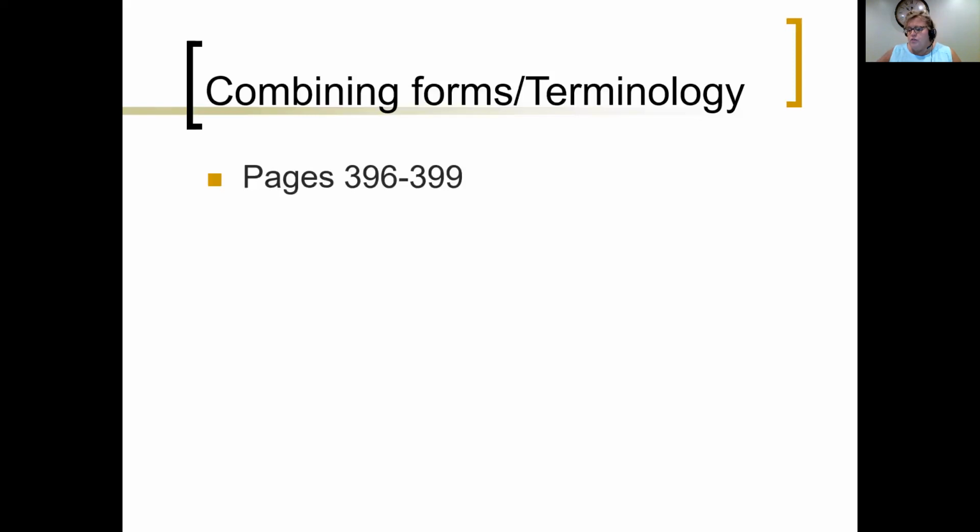Page 432, coronary artery bypass grafting, and we abbreviate that CABG. Arteries and veins are anastomosed or reconnected together to detour around a blockage.